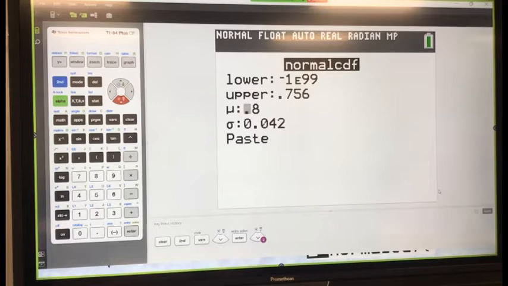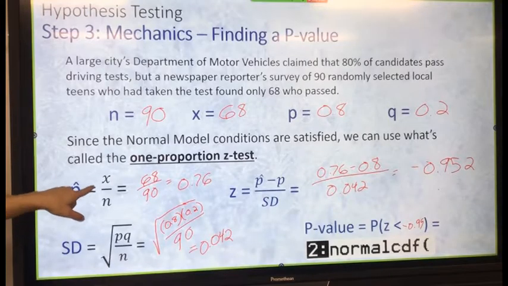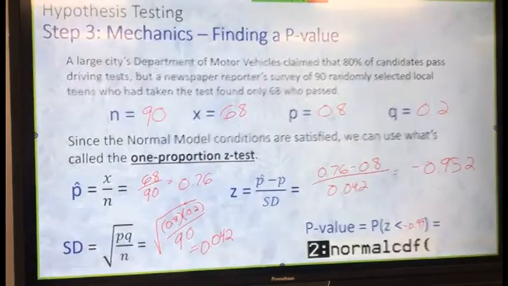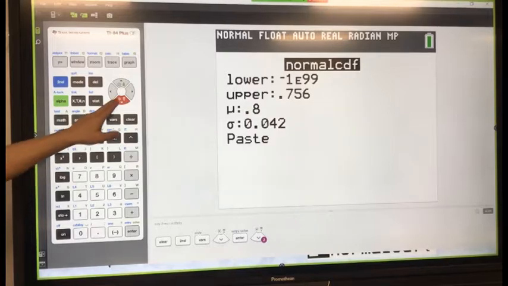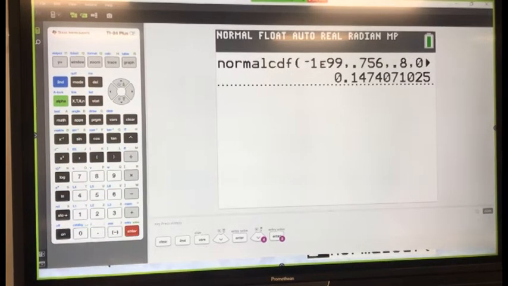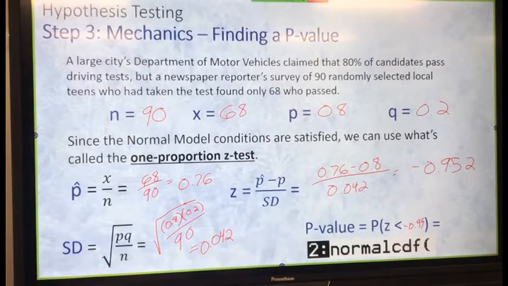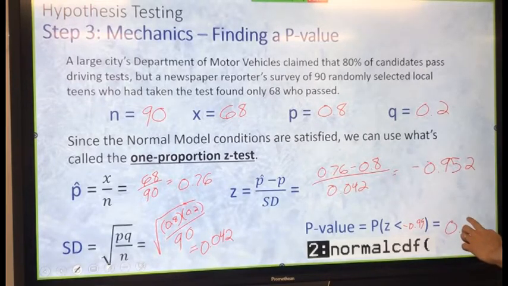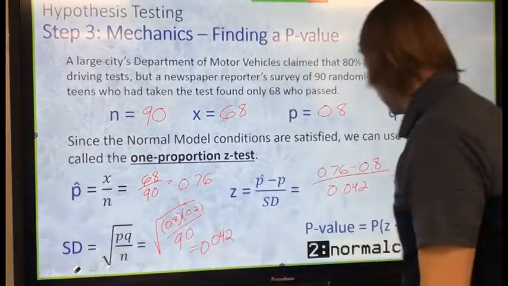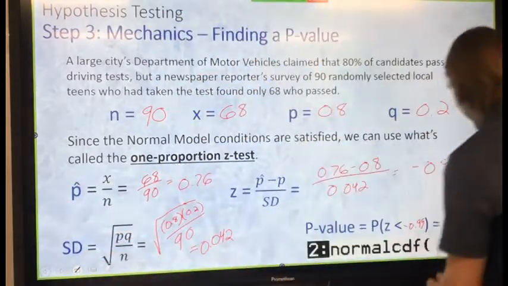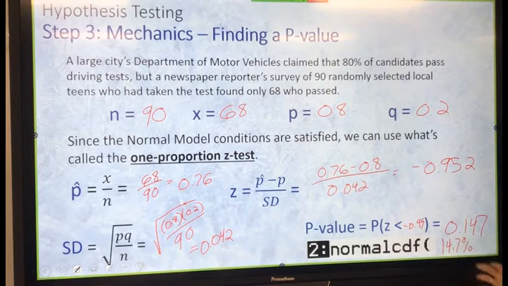Is anybody confused about any of these numbers I'm plugging in? So I'm going from negative infinity to my p hat value, which is my x over n. Since we're using proportions, my mean equals my p, so 0.8, and we calculate the standard deviation is 0.042. So go here, hit enter, enter again, and I get 0.147. So about 14.7%.